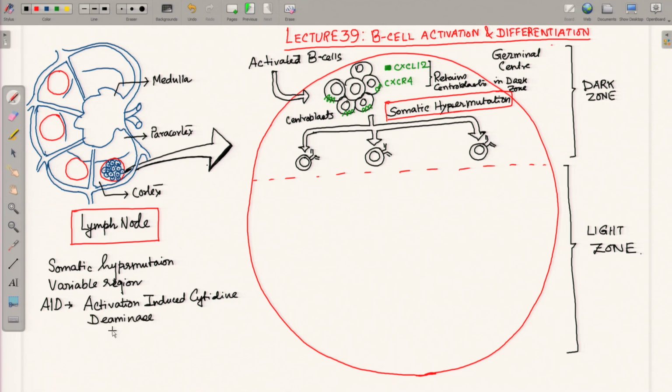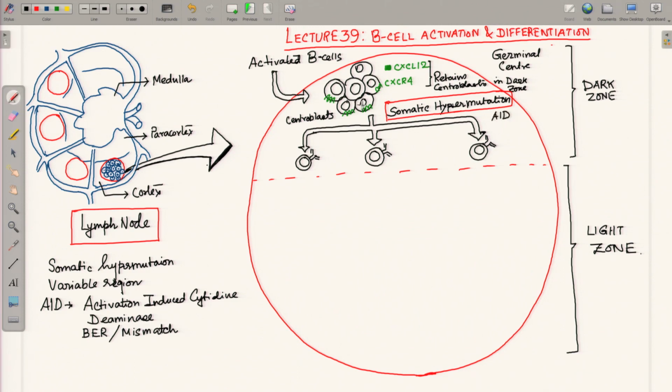So, this activation induced cytidine deaminase leads to deamination, and then there are DNA repair processes like base excision repair or mismatch repair. There are different DNA repair processes that are activated after this AID. So, we have the AID.